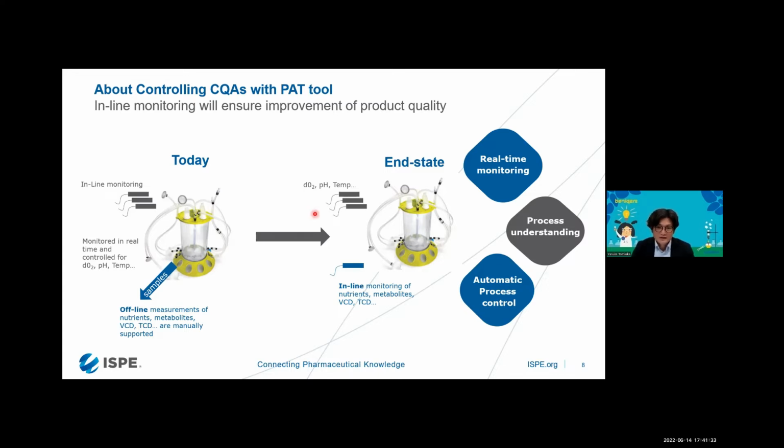So in future, at the end of state, we aim to implement inline monitoring technology to monitor such process parameters with an inline monitoring sensor. As a result of this technical update, we can achieve real-time monitoring of the process. Because we monitor each parameter in real time, we can understand the process more clearly. And also, if we monitor each parameter in real time, then we can achieve automatic control for each parameter.